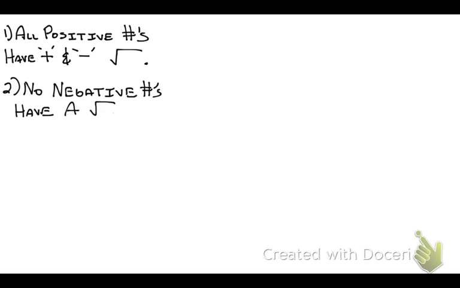And finally, 3. 0 has a single or one square root. The square root of 0 equals 0. 0 is the only number that has just one square root. In the next video, we'll practice simplifying square roots.